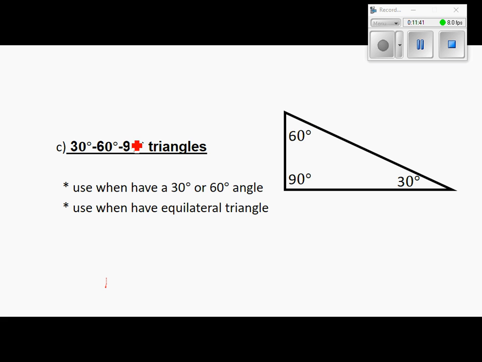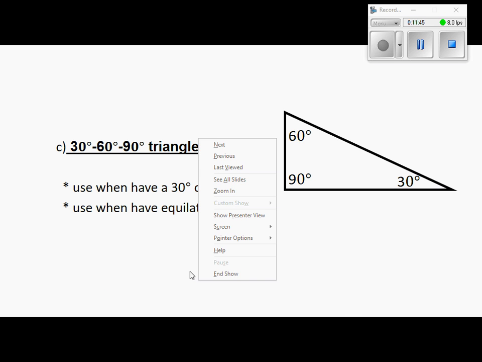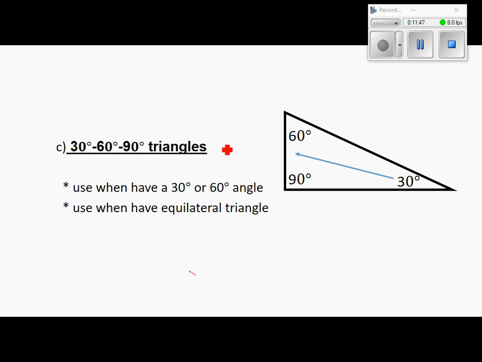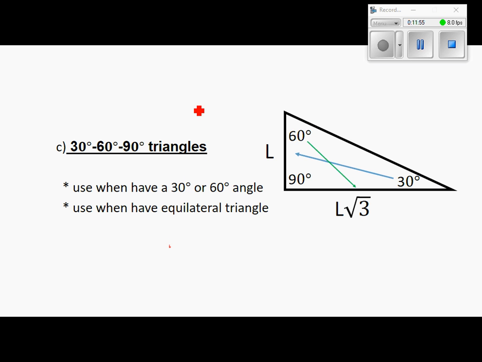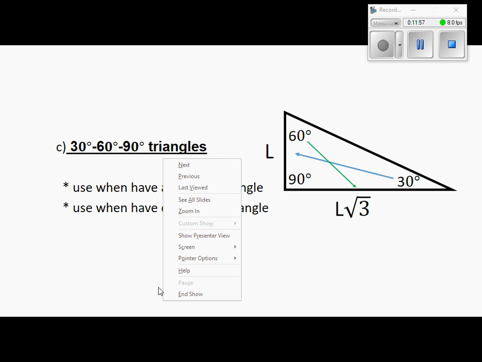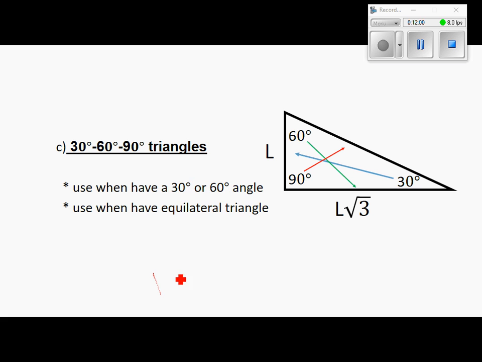30, 60, 90 triangle. In a 30, 60, 90 triangle, remember it gets labeled: the side across from the 30-degree angle is L, or X, whichever one you want to use. The side across from the 60-degree angle is L times the square root of 3, and the side across from the right angle is always labeled 2 times L.